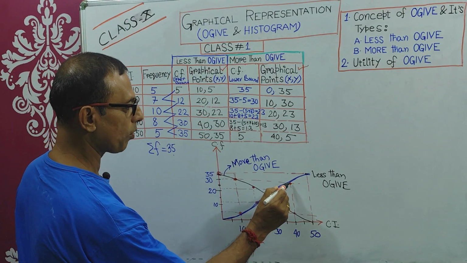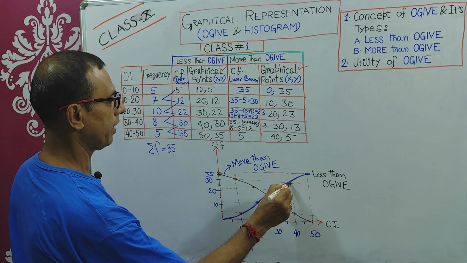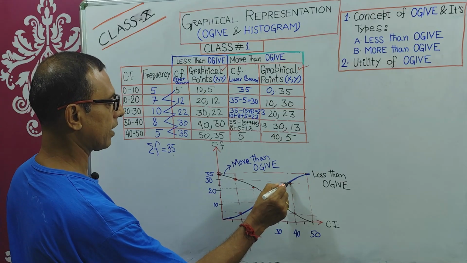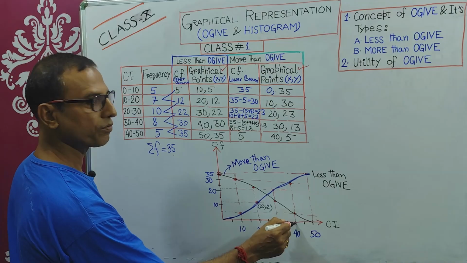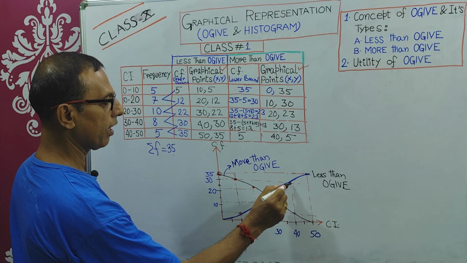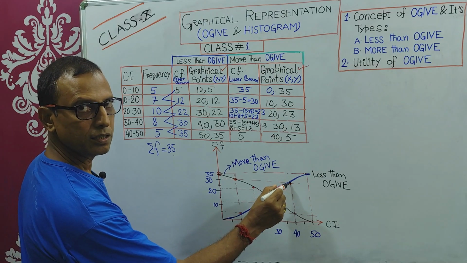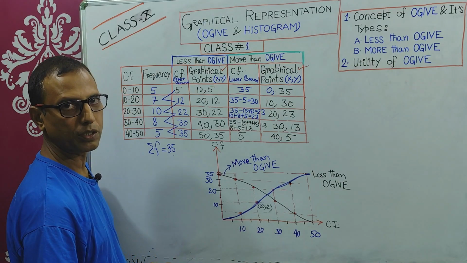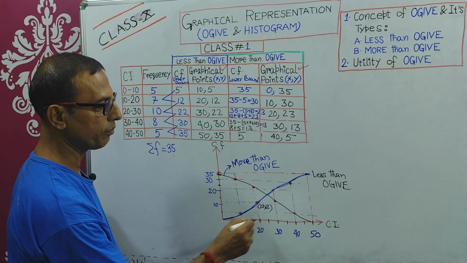This point, what is this point? It is 30, right? Sorry, from 40 you are going. So 30 is the cumulative frequency and 40 is the observation value, right? So you have a total of 30 data points for observation values equal to 40 or less than 40. Less than or equal to 40.